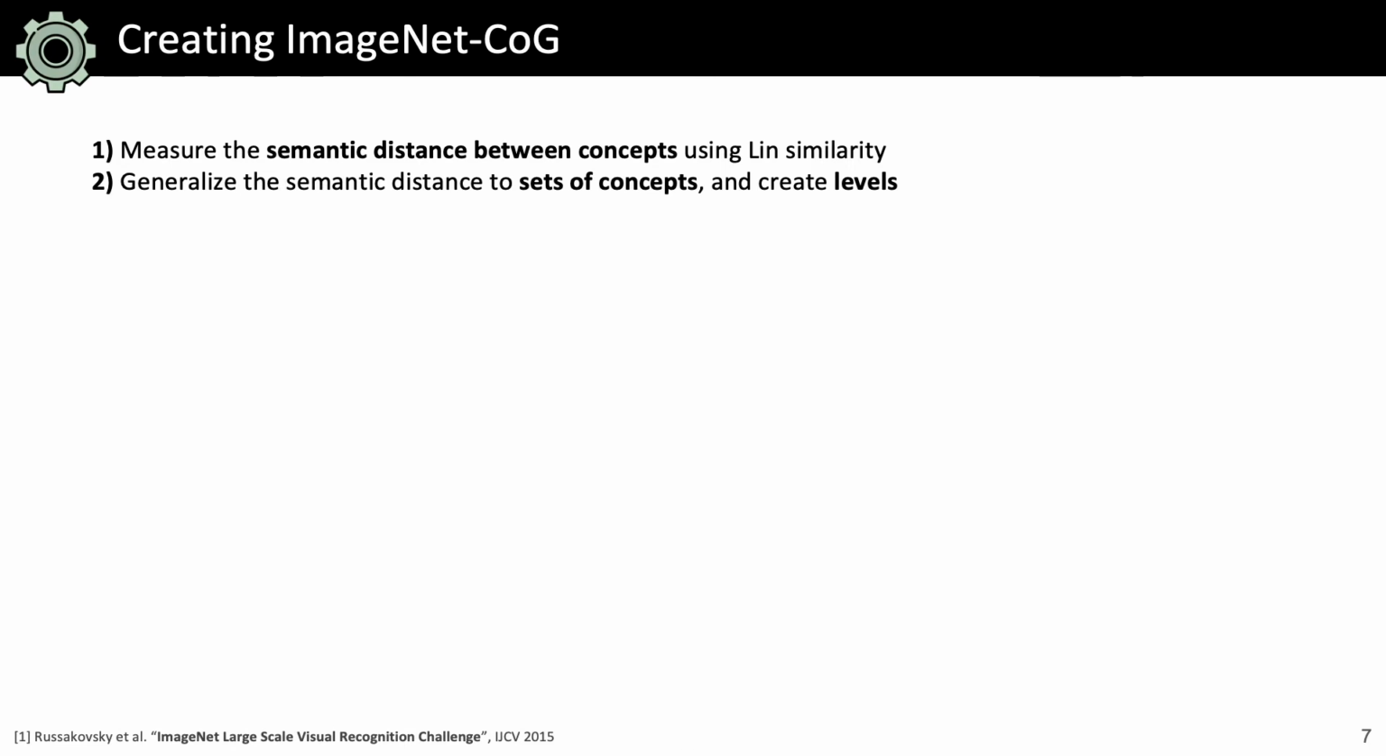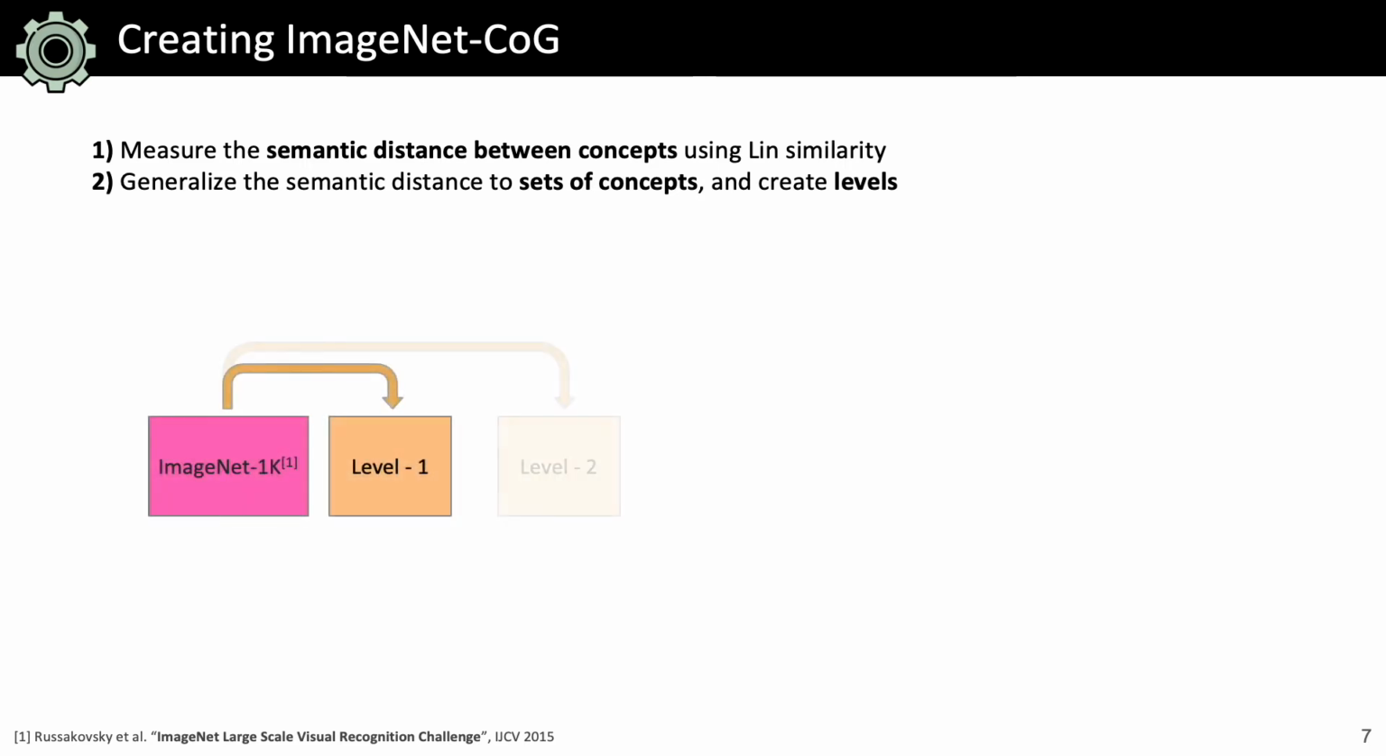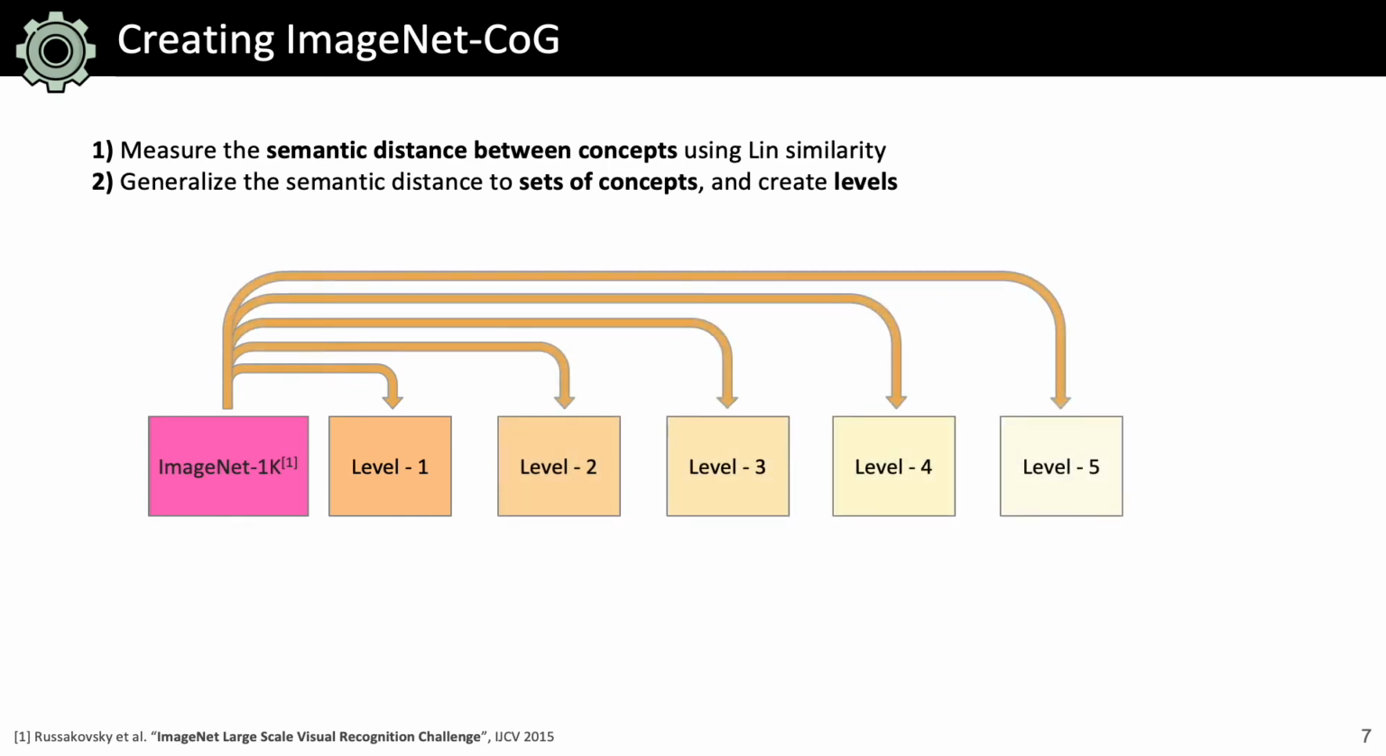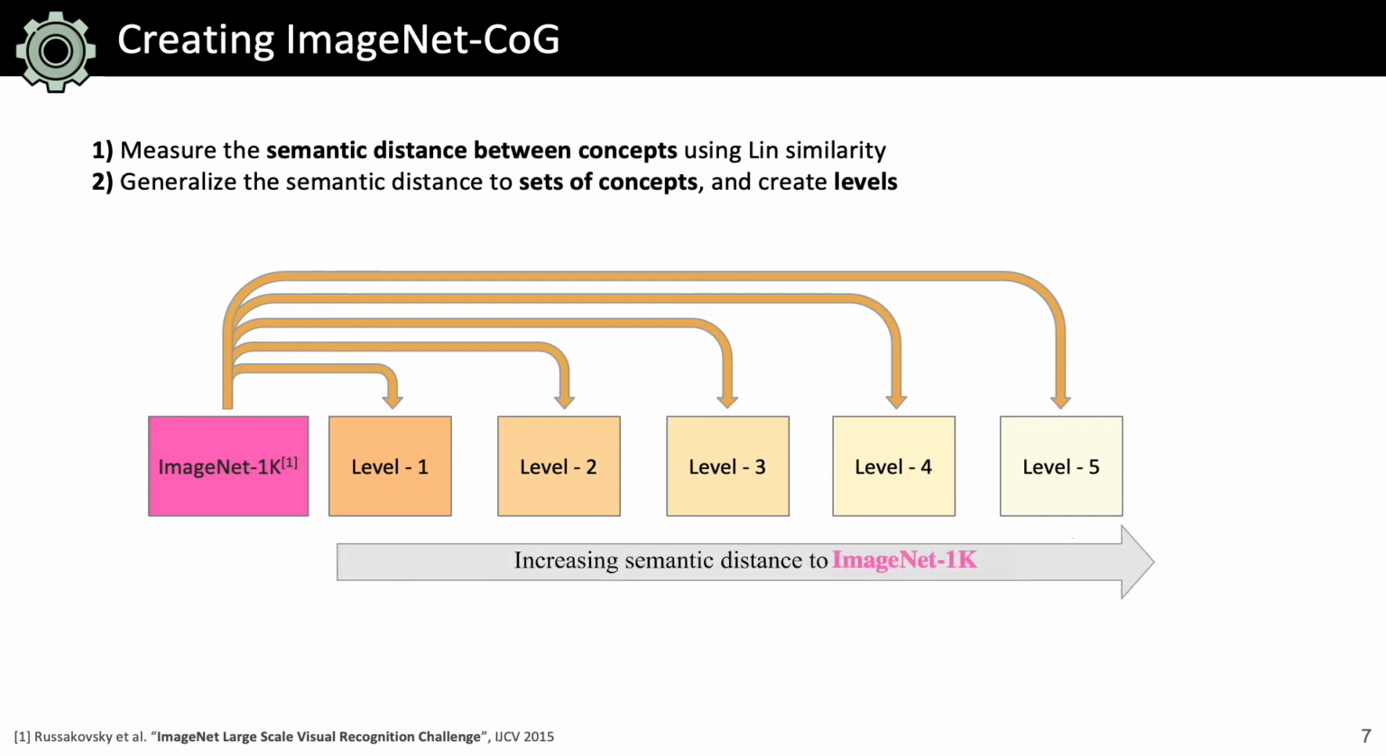Then we generalize this pairwise Lin similarity to sets of concepts and create 5 concept generalization scenarios. Each scenario consists of training a model on ImageNet-1K and evaluating its performance on a concept generalization level. Here, each level is a transfer dataset sampled from the full ImageNet, and they are arranged such that from level 1 to level 5, they contain semantically less and less similar concepts to the ones in ImageNet-1K.